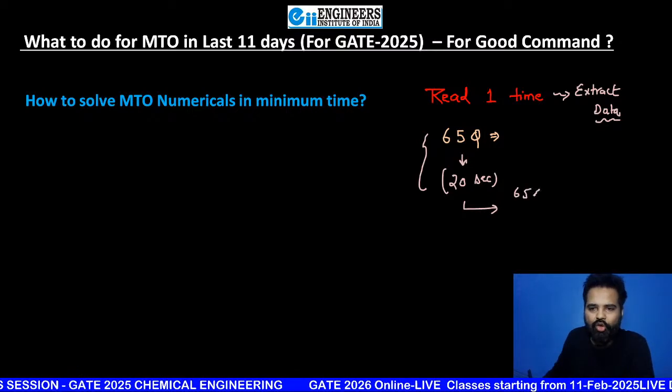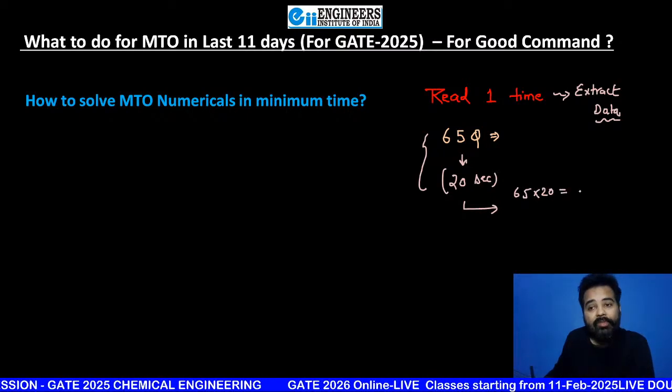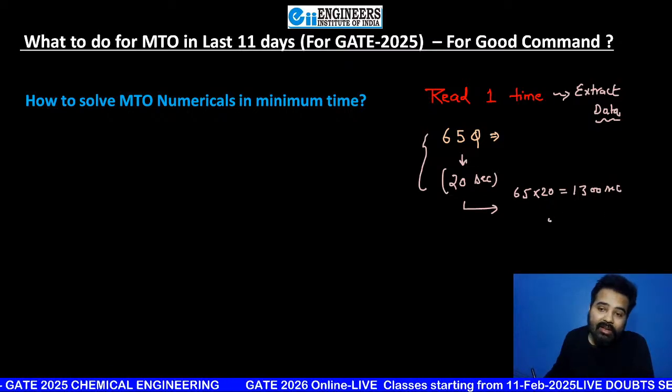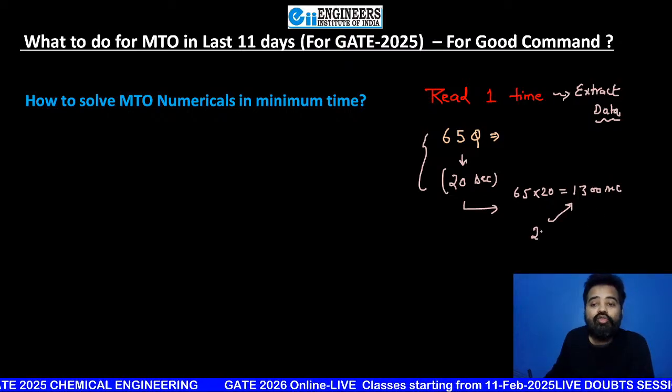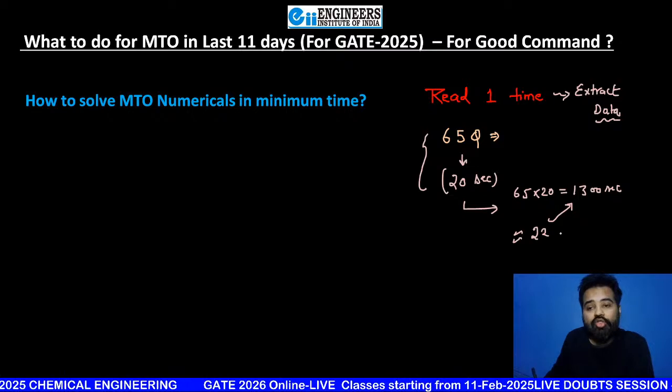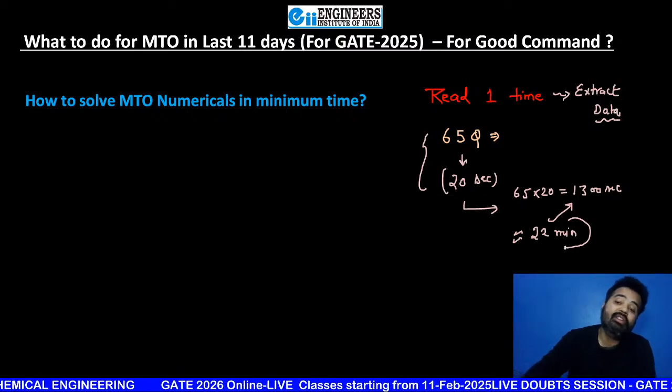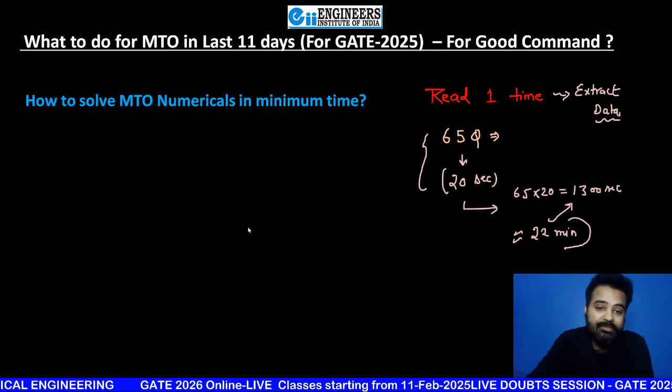65 into 20, that will be 1300 seconds, and 1300 seconds is approximately 22 minutes, beta. You have finished 22 minutes. You wasted your 22 minutes.